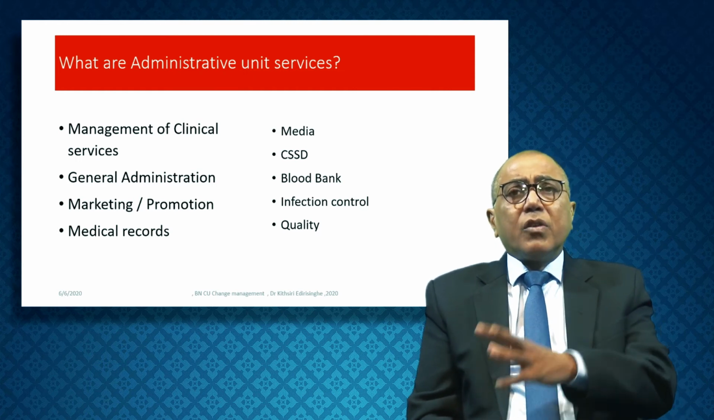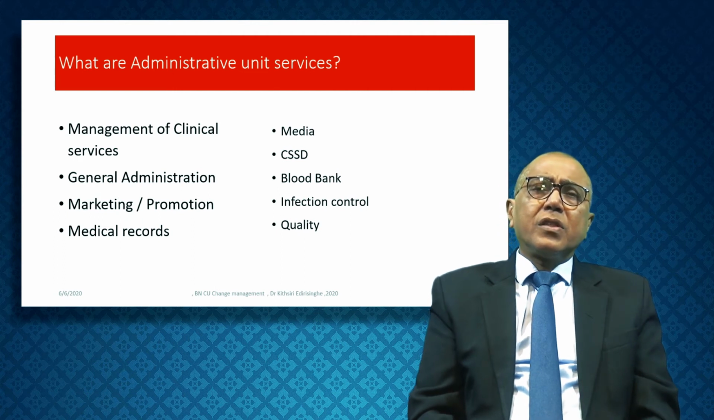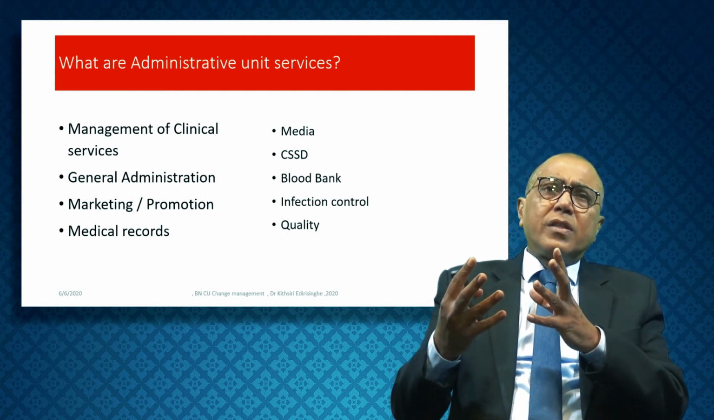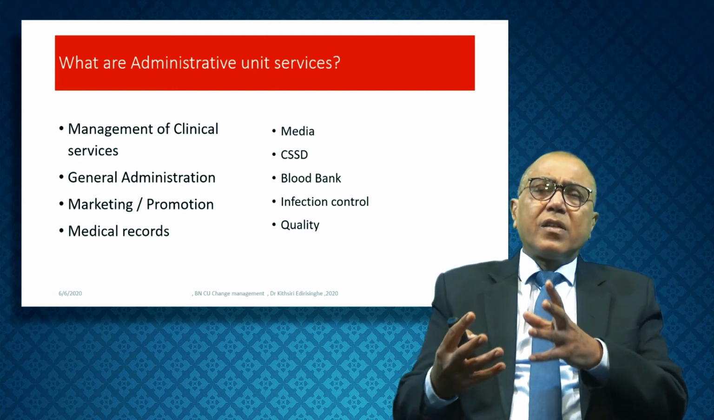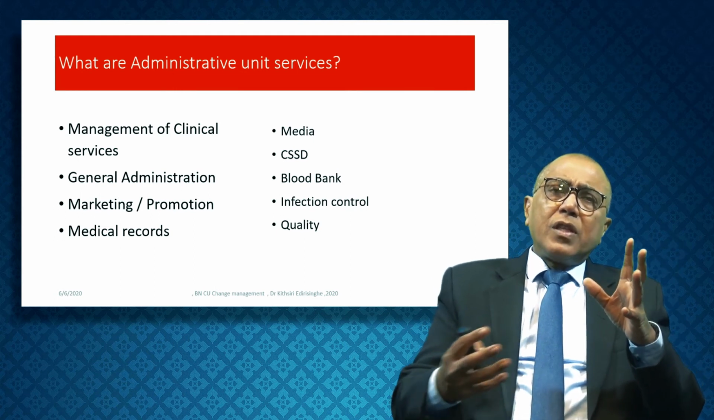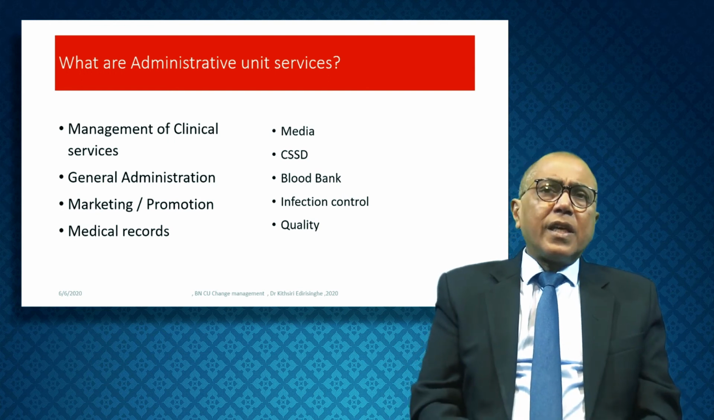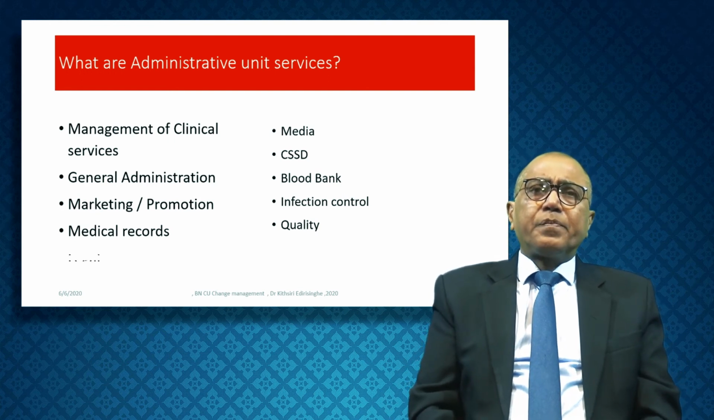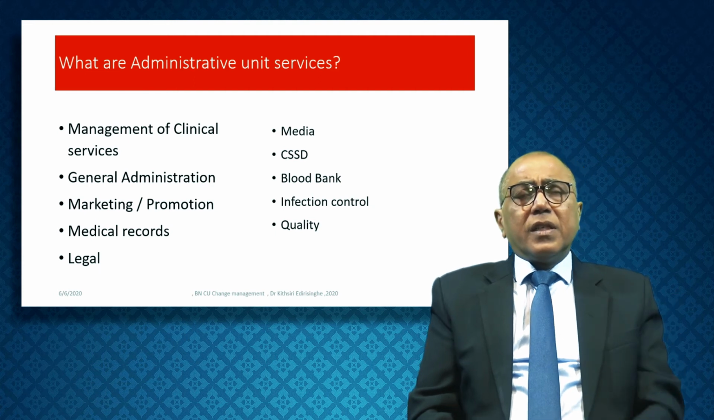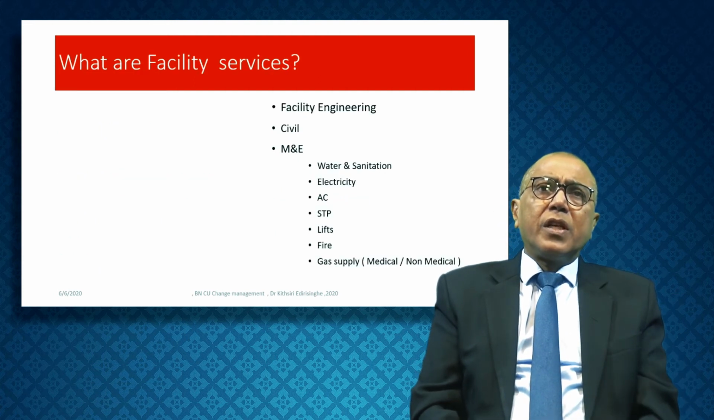Then the media, you have to handle media. Then central supplies and sterilization division, sometimes they will call CSSD, blood bank, infection control, quality. All are under administrative services. They will look at, but sometimes they might be under ancillary care as well, and legal. Talking to lawyers, legal requirements, all done by the administrative unit.